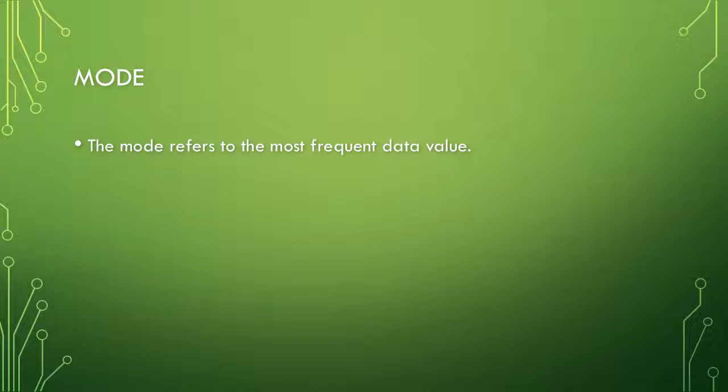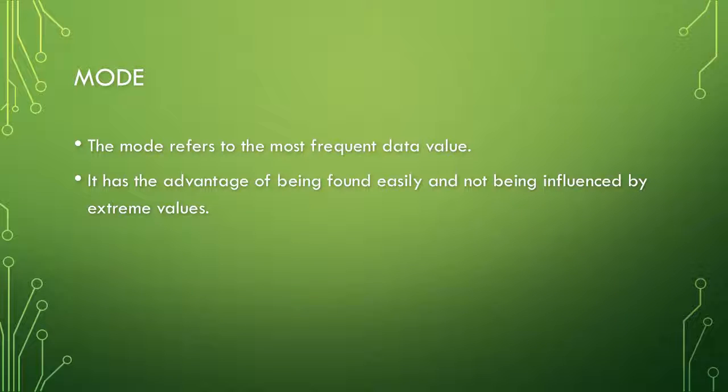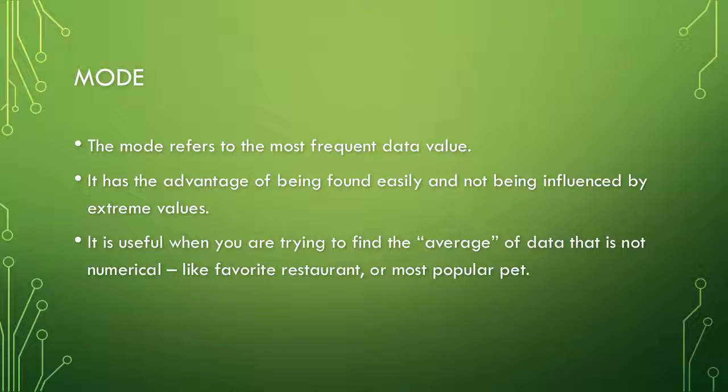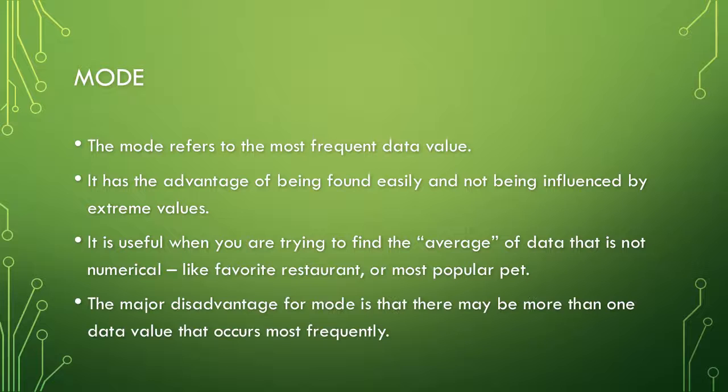The mode. The mode refers to the most frequent data value. It does have the advantage of being found easily, and it's not influenced by extreme values. It is mostly useful when you're trying to find the average of data that's not numerical, like you're doing a survey about a favorite restaurant or most popular pet. You can't really do a mean or median on those, but you can definitely do a mode, and that's what you're going to want to go with. The major disadvantage is that there may be more than one data value that occurs most frequently, and so that can be kind of a problem too.